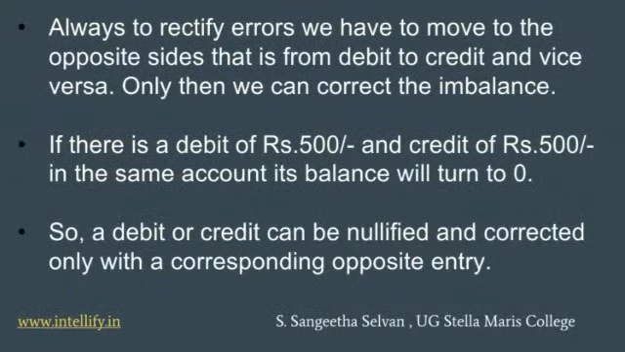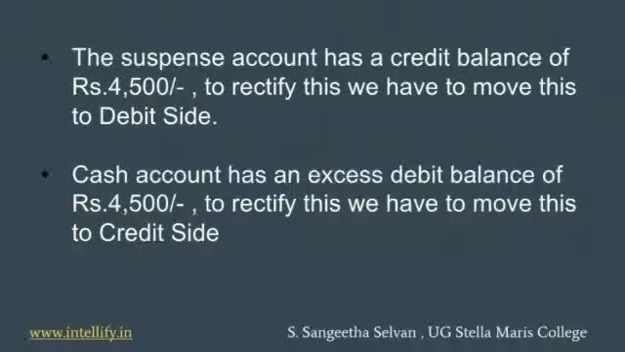We have to move to the opposite side to correct. What did we do here? The debit side was debited wrongly with 500 rupees. So we correct it by moving it to the opposite side. We are moving that 500 to the credit side, and we are correcting the error. So a debit or credit can be nullified and corrected only with the corresponding opposite entry. With this understanding, let us move into correcting the error.